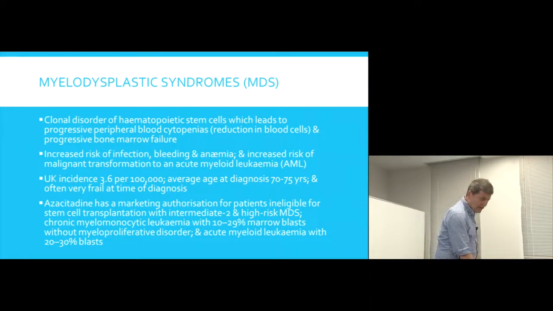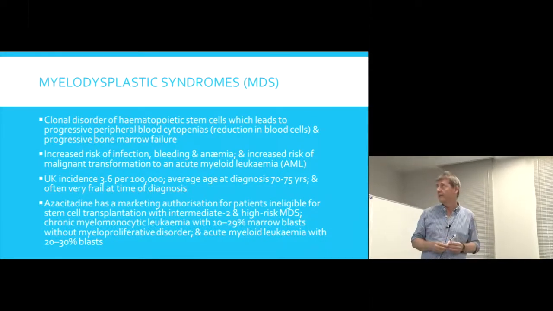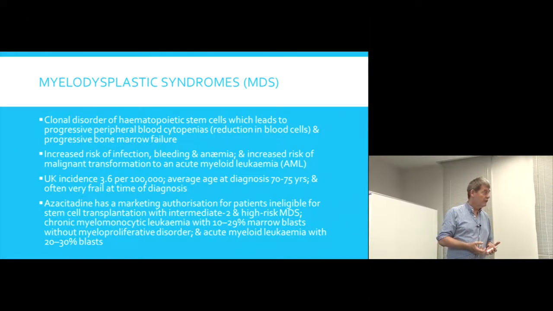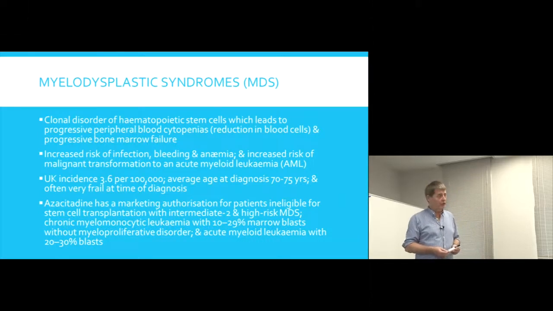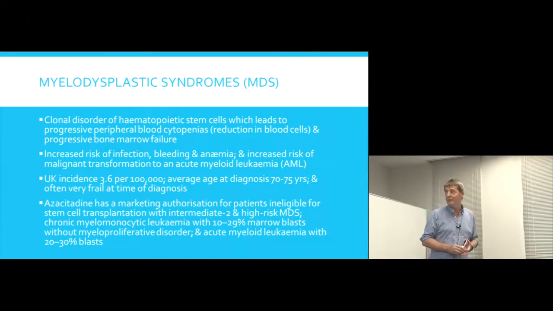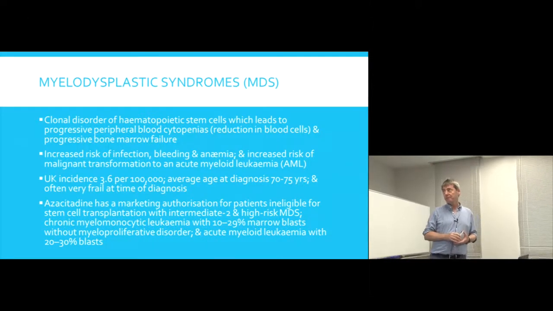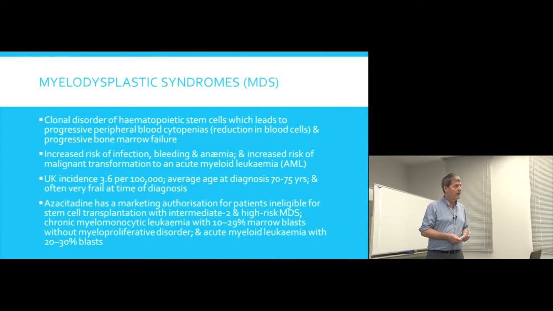Okay, so myelodysplastic syndromes, or MDS. Essentially your blood cells are reducing. You're not producing new healthy blood cells, and in due course, you're going to have bone marrow failure. As a consequence, you're at increased risk of infection, bleeding, and anemia. There's also an increased risk of transformation to something called AML, acute myeloid leukemia. So it's a pretty nasty condition. It's not very common. UK incidence is 3.6 per 100,000, and I'd imagine Japan is probably similar. Average age at diagnosis is 70 to 75, and quite often these patients are fairly frail when they're diagnosed.